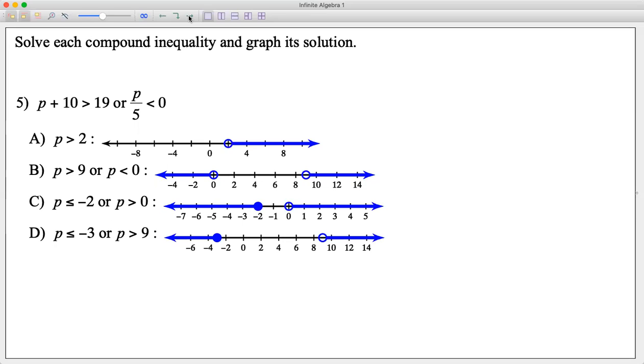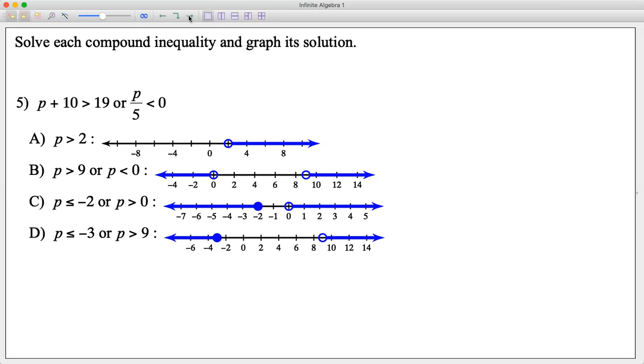We'll do the or first. For the or, you graph everything. Graph everything. That means anything you see up there, you graph. What do you mean graph? I mean, you solve the inequality and you graph it. How many inequalities are up there right now? How many do you see? Answer. There's two. So there's two that you got to graph.